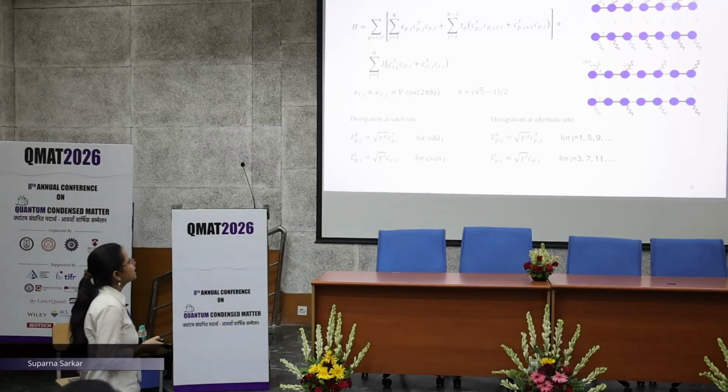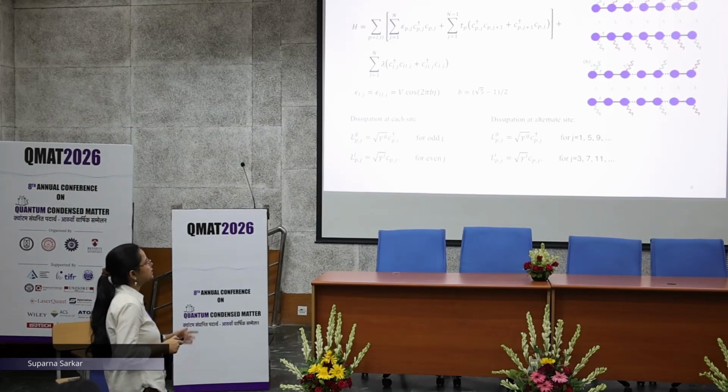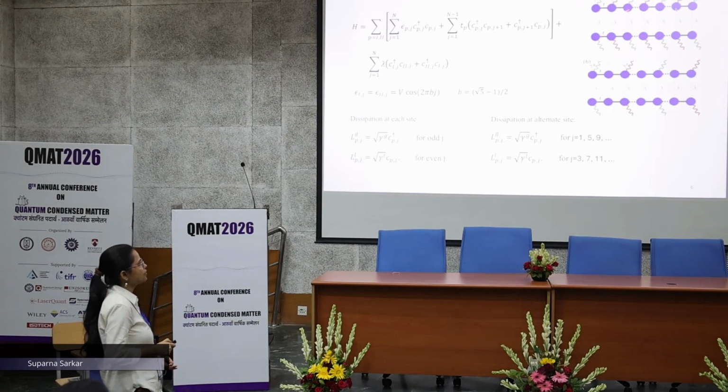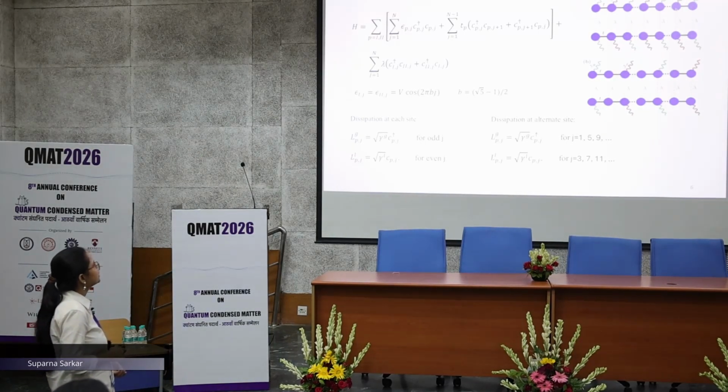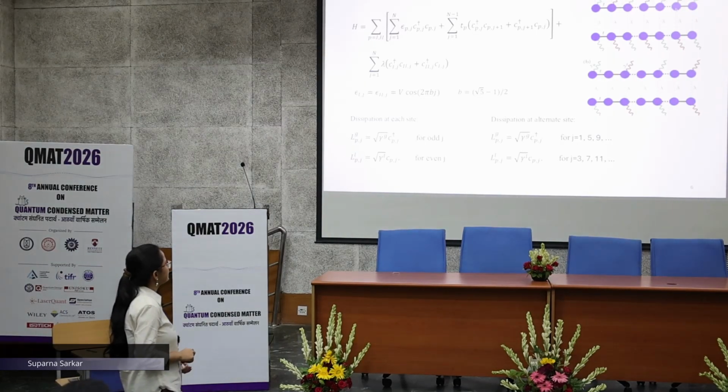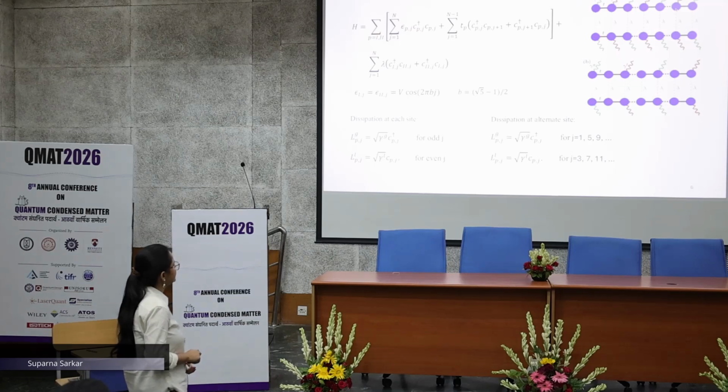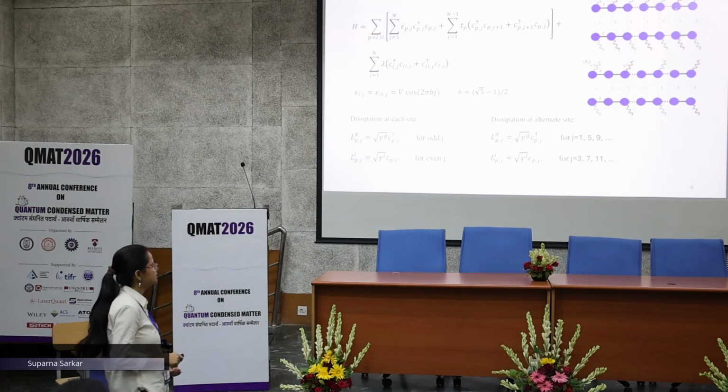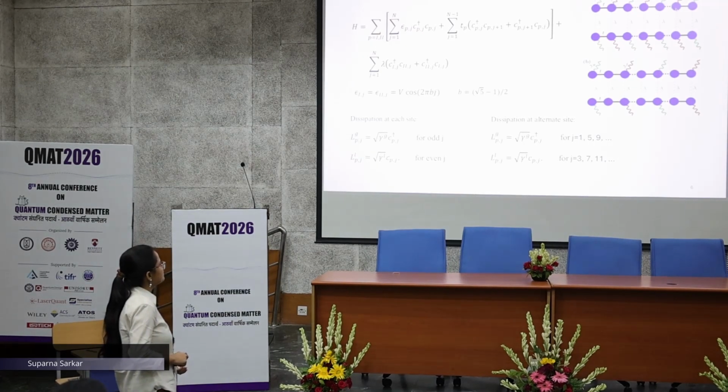Okay, so this is our model. We take a two-leg ladder for two dissipation configurations. For the first one, we consider gain and loss on every site, and for the second one, we take it for alternate sites. This is the Hamiltonian of the system, and here we take the potential as the quasi-periodic one, like the Aubry-Andre-Harper model, where beta is an irrational number. For the dissipation at each site the bath operators are like this, and for alternate sites the bath operators are this, and here gamma g and gamma l are the strengths of the gain and loss.